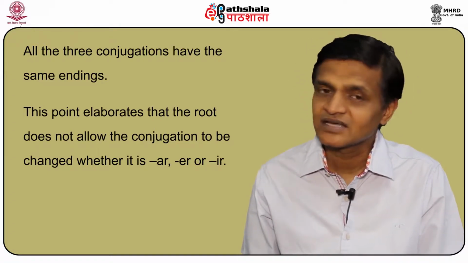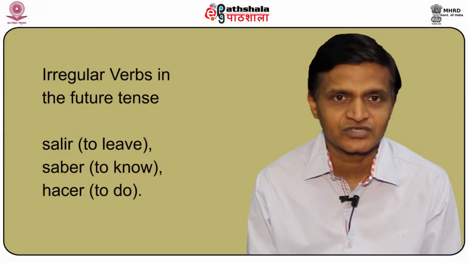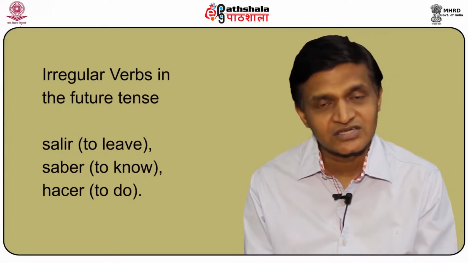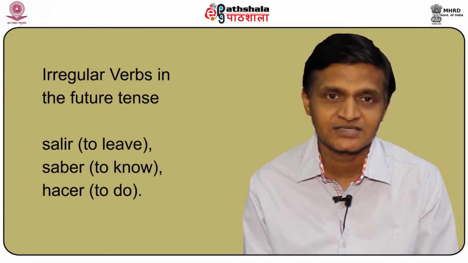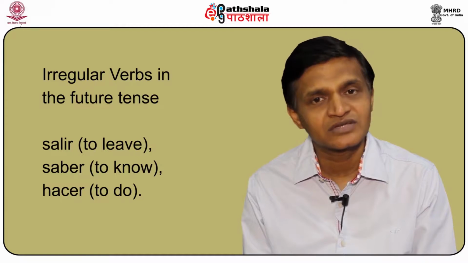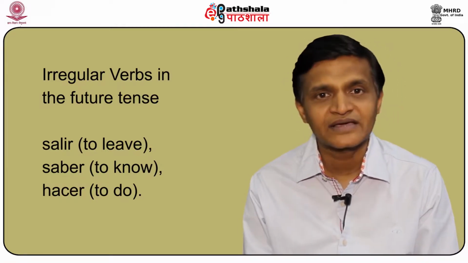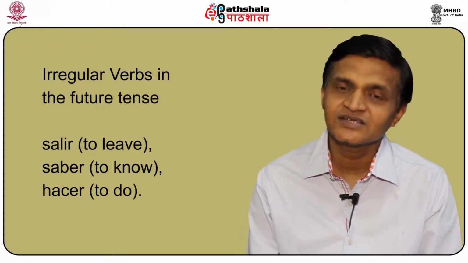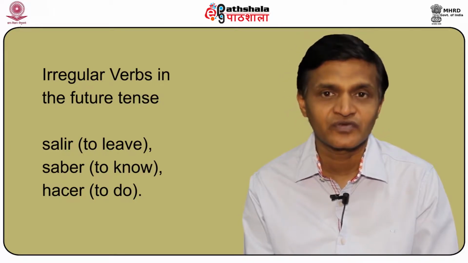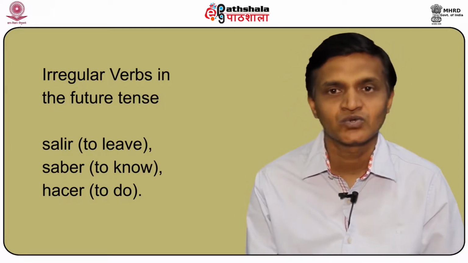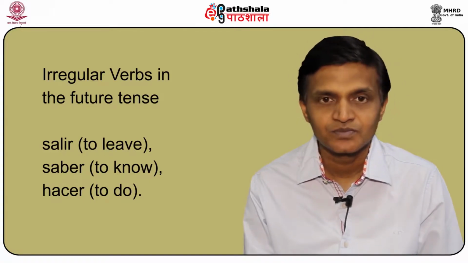However, in this case, it always remains the same. Which are the irregular verbs in the future tense? Well, the advantage in the future tense is that there are not many irregular verbs. They follow one of three patterns, like salir, to leave, saber, to know, and hacer, to do. So, there are only three patterns to remember when you're talking about the future tense: salir, to leave, saber, to know, and hacer, to do.